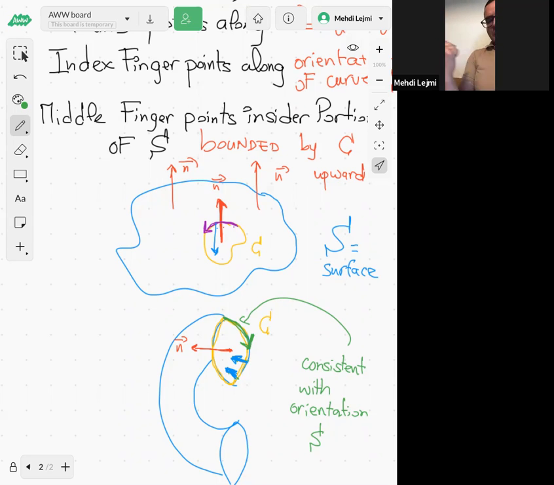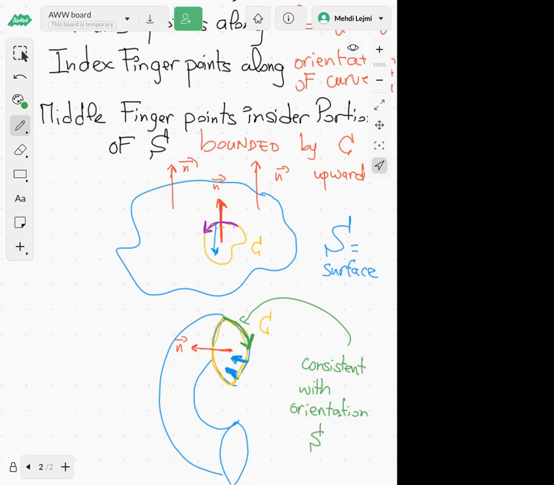If your normal vector was in the other direction, then you have to orient C in the other direction, because now my index finger would go in the opposite direction. If my thumb points in the opposite direction, my index is going to point along the opposite direction. Does that make sense to you guys? I think so, but I'm not sure.